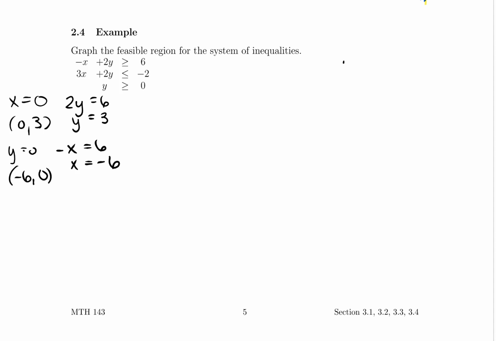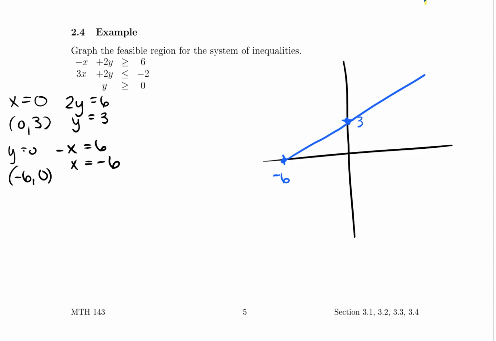Let's go ahead and graph this. We have one point at (0, 3), and we have our second point at (-6, 0). And we can connect these with a straight, solid line because we have a greater than or equal to inequality.